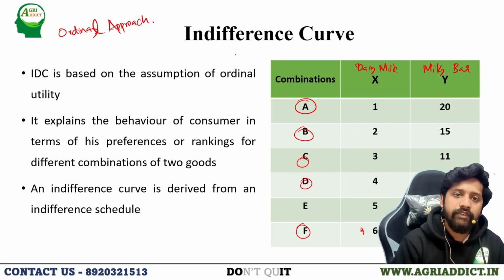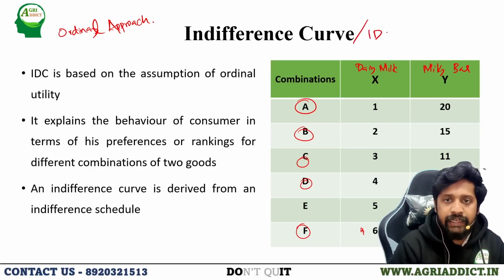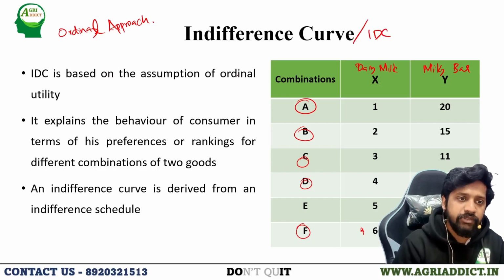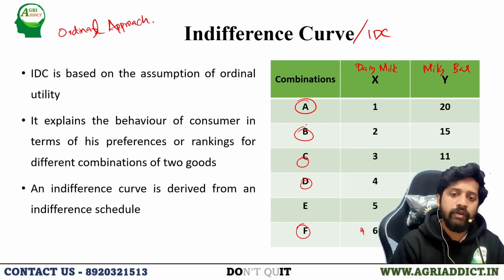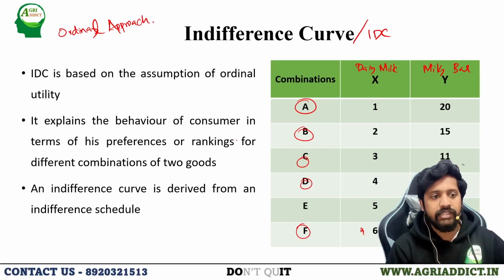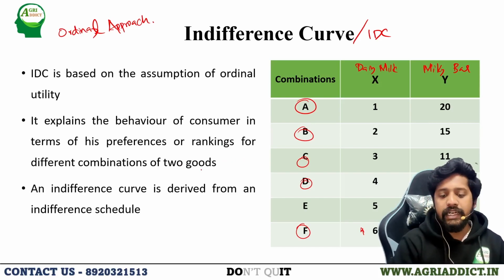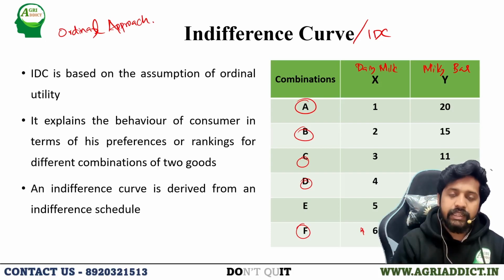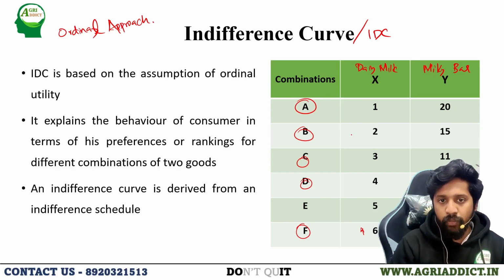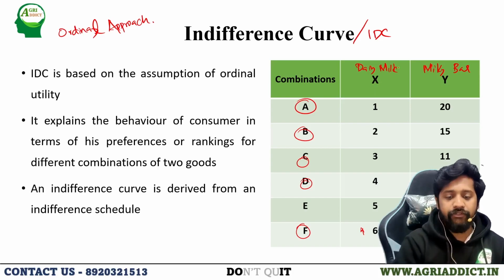Indifference curve analysis, which we will denote as IDC. The indifference curve is based on the assumption of ordinal utility, and it explains the behavior of the consumer in terms of his preferences or rankings for different combinations of goods. So how will the consumer prefer all these combinations? An indifference curve is derived from an indifference schedule, because the consumer is indifferent at each of these combinations of x and y.